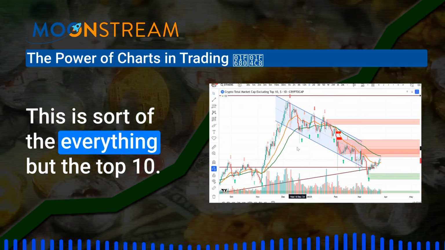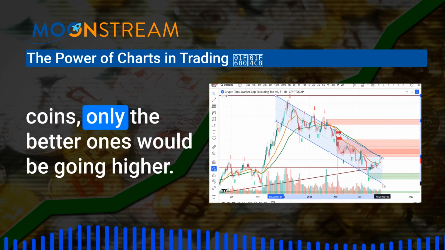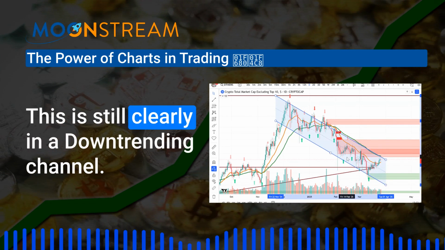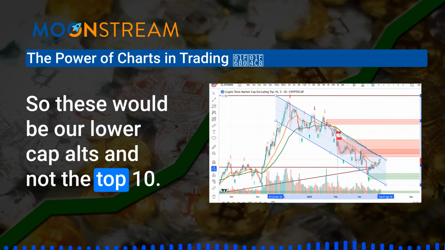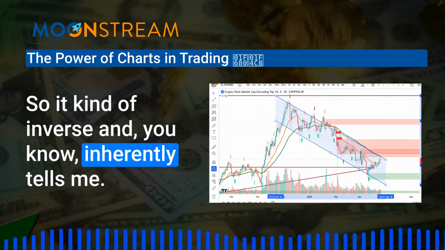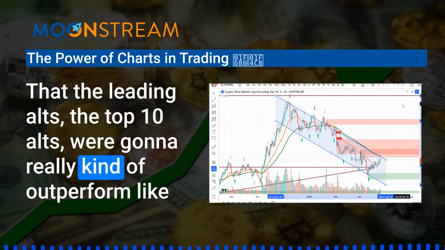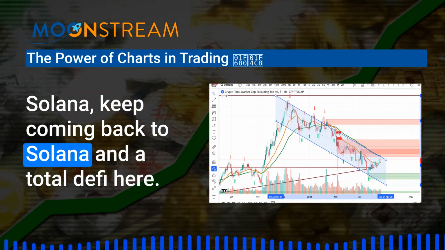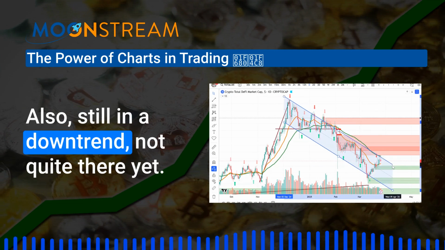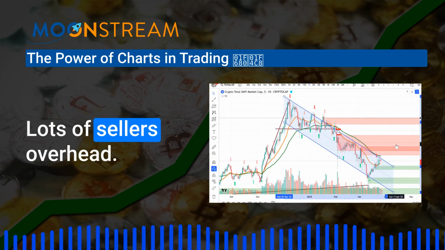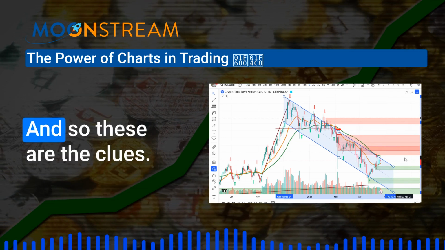This is sort of the everything but the top 10. Now, this also suggests that not all of the altcoins, only the better ones, would be going higher. This is still clearly in a downtrending channel. So these would be our lower cap alts and not the top 10. So it kind of inherently tells me that the leading alts, the top 10 alts, are going to really kind of outperform, like Solana. Keep coming back to Solana. And total DeFi here, also still in a downtrend, not quite there yet. Lots of sellers overhead. So guys, we just really have to see some money coming back into this market. And so these are the clues.